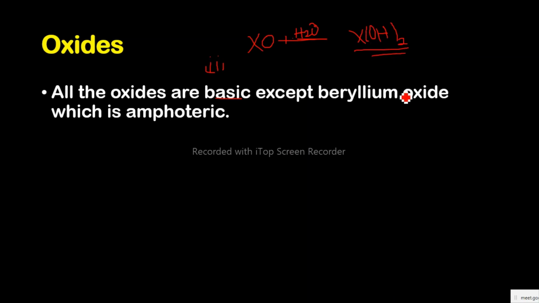But for beryllium, as usual, this beryllium is our common culprit. It will always misbehave, for it forms an amphoteric oxide. And you remember what amphoteric oxides are? Those are oxides that react with both acids and bases. Basic oxides cannot react with bases, and acidic oxides cannot react with acids. But oxides that react with both acids and bases are referred to as amphoteric oxides.